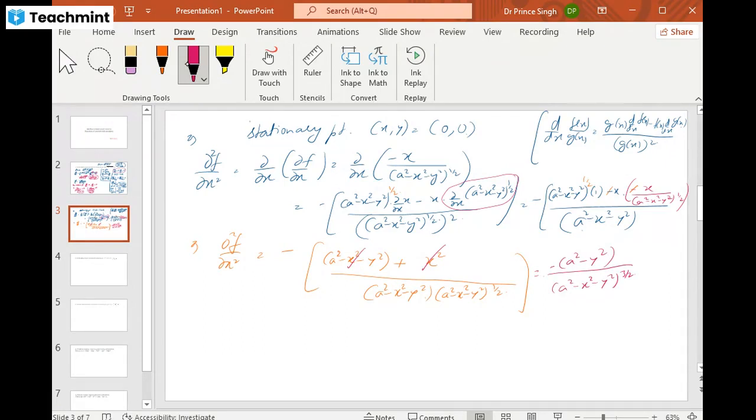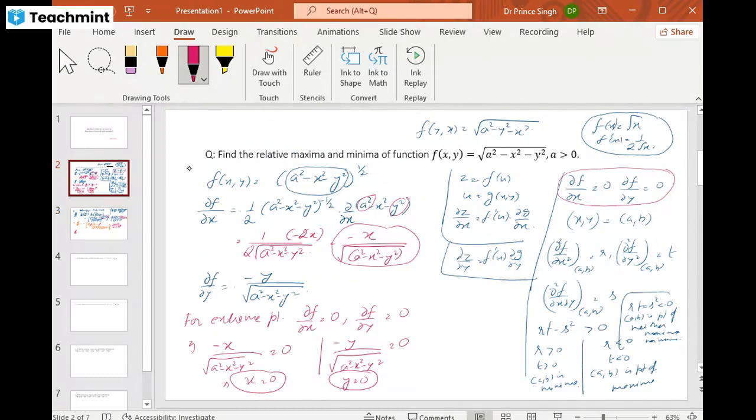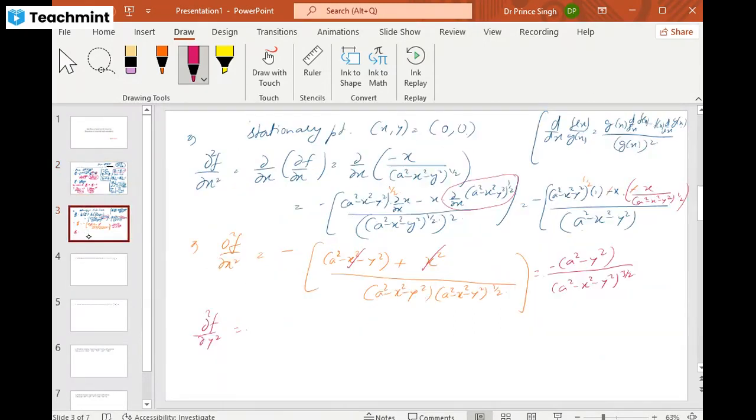right? Similarly, we can get ∂²f/∂y² also, because like I told you, it is a symmetric function. If I interchange x with y, your function is again the same. So the second order derivative is also obtained by interchanging x with y, but let us try to calculate this. This is ∂/∂y of ∂f/∂y, that is, minus y upon (a² − x² − y²) raised to the power 1/2. So this negative sign is taken outside, and this is (a² − x² − y²).